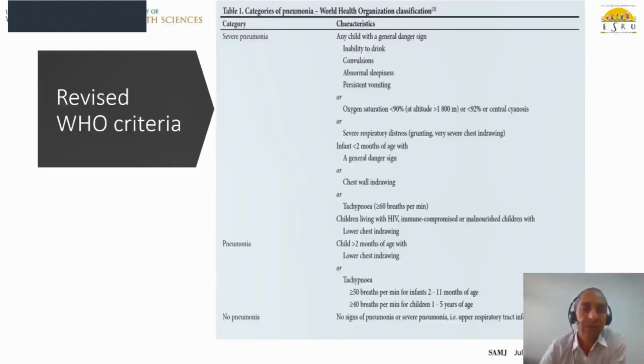So many of the patients, if not most of the patients that present to hospital, are anyone below 2 months of age with cough and fast breathing, or any one of the danger signs, or hypoxia in room air, or signs of severe respiratory distress as defined by grunting or very severe indrawing, will all now be classified as having severe pneumonia.